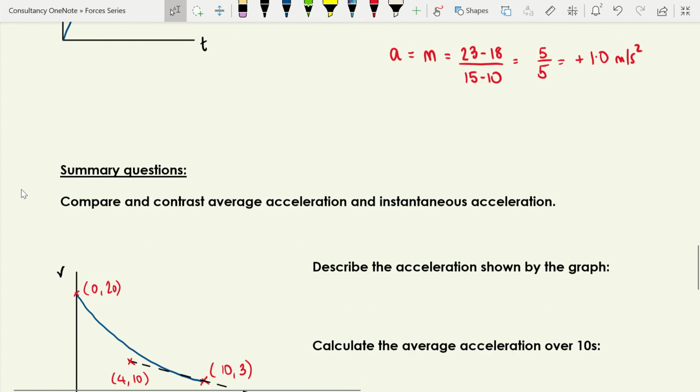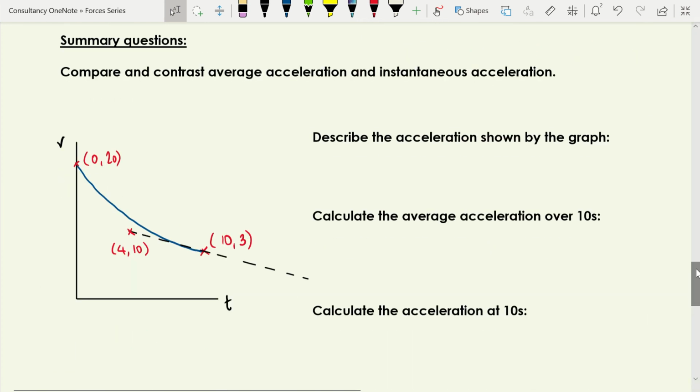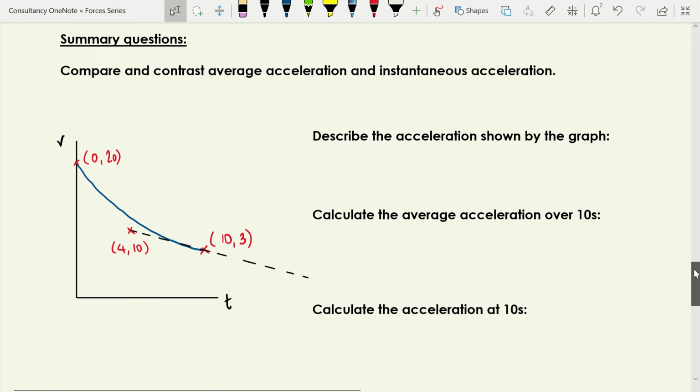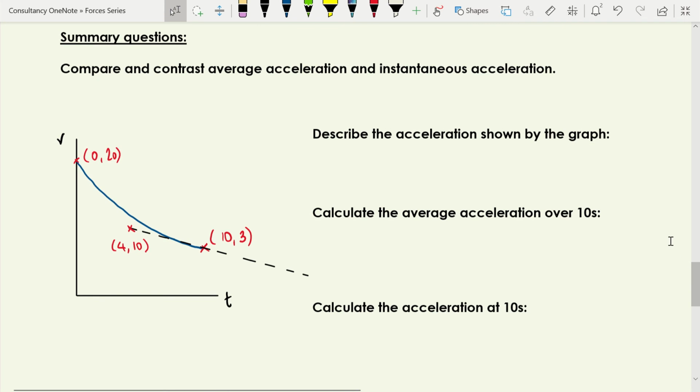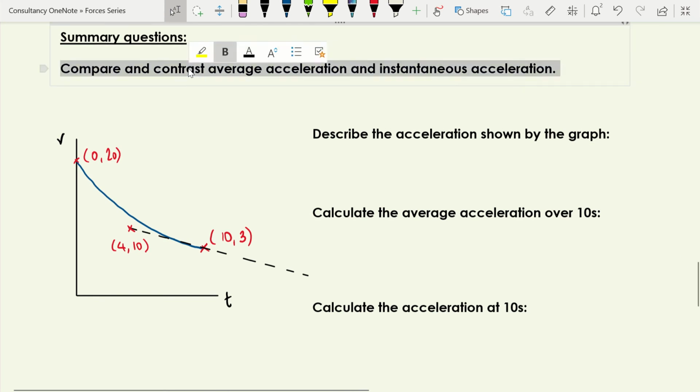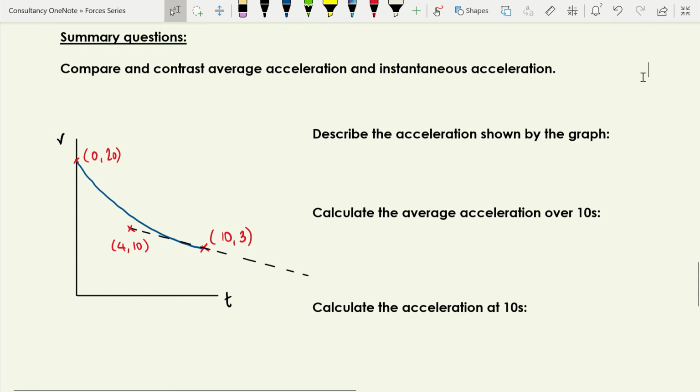Okay, so what I'm going to do is give you a couple of questions to have a go at on your own, maybe on your scrap piece of paper. The first thing I'd like to do is compare and contrast average acceleration and instantaneous acceleration, which means highlighting their similarities and differences. Then I'd like you to describe what's going on with the acceleration here and calculate the two forms of acceleration that we've met. So pause the video now and have a crack, and then we can review that at the end.